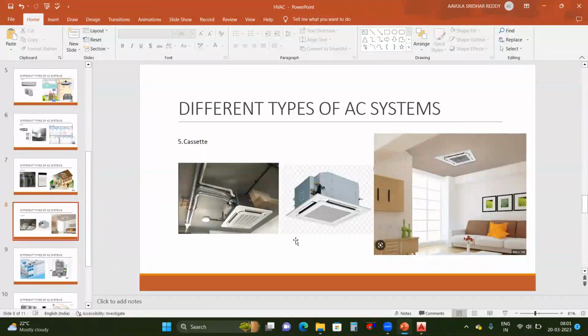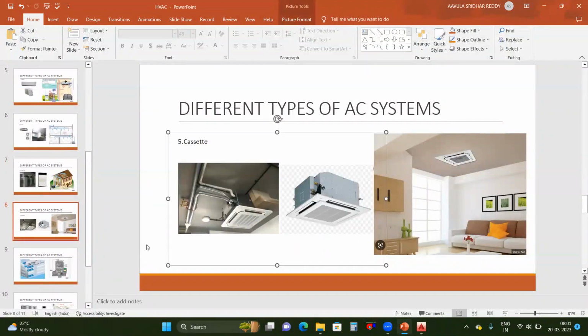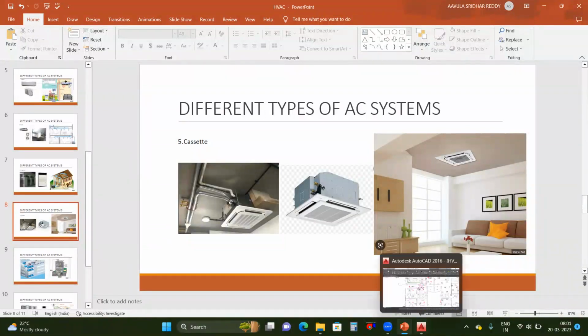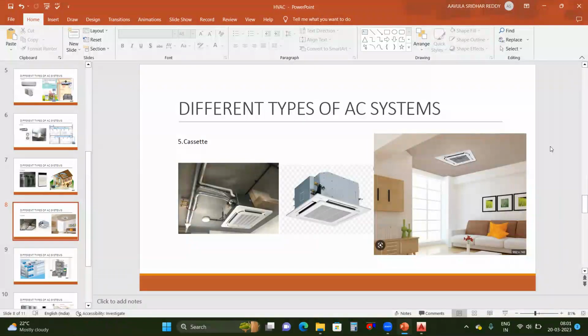Next one is cassette AC. So the cassette AC, you might have seen in any shopping complex somewhere. It is generally used for placing the equipment at the center of the room. So if, for example, you want to distribute the air inside the room from the ceiling side, and so it is equally divided, we will take these cassette ACs.